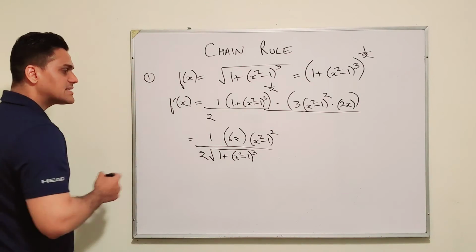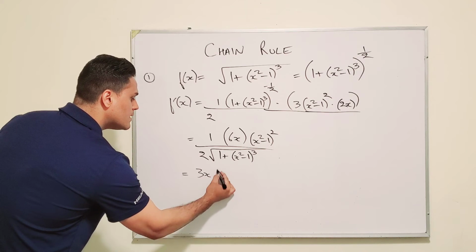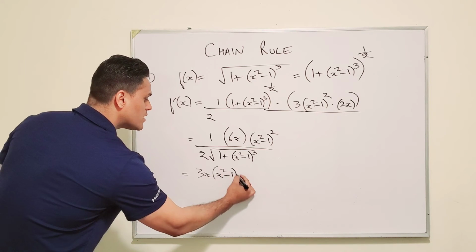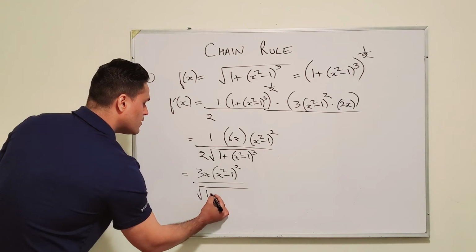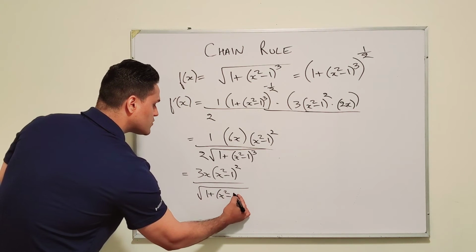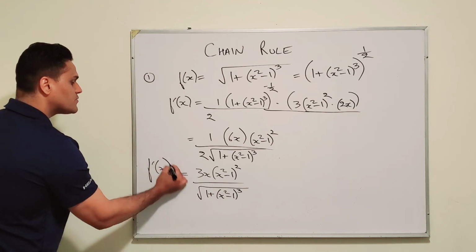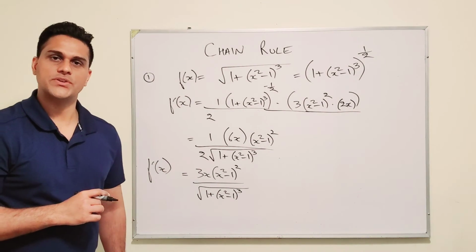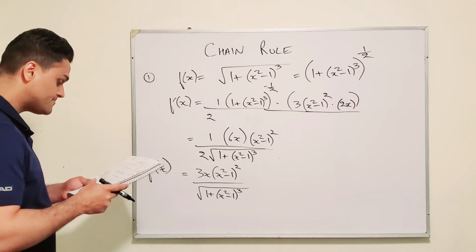Okay? In the next step, we can do 6x divided by 2. That's just going to be 3x at the top times x squared minus 1 whole square divided by square root of 1 plus x squared minus 1 cube. And that's my final answer for the derivative of this equation. This is a good example. Make sure you practice this a few times, folks.